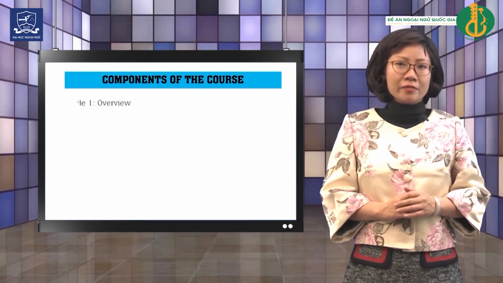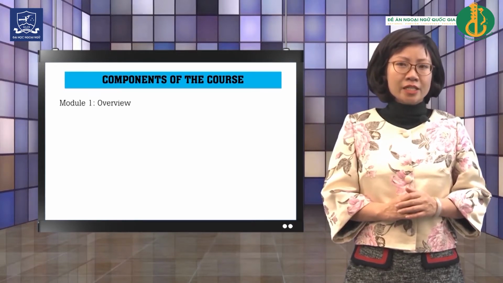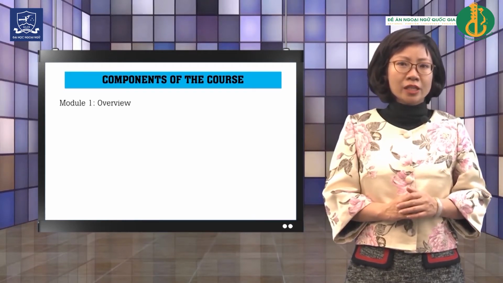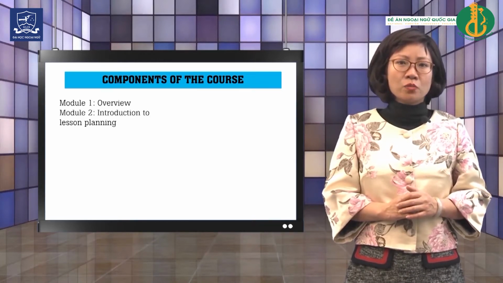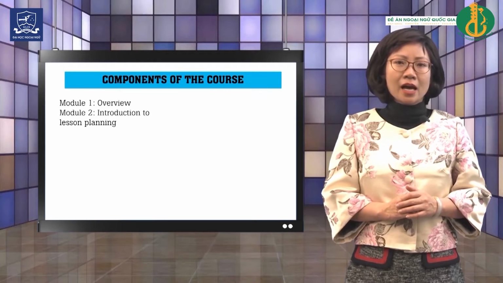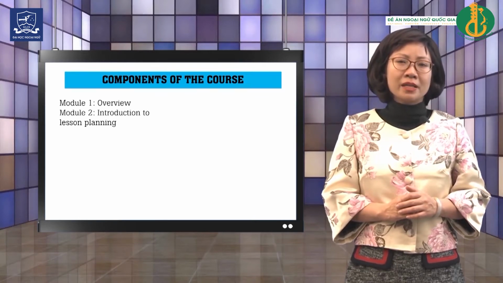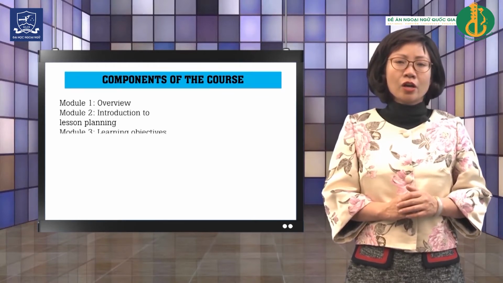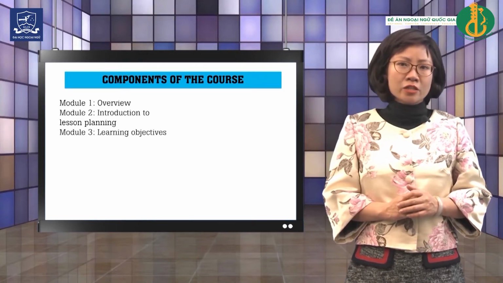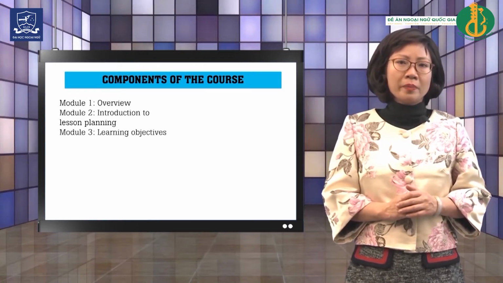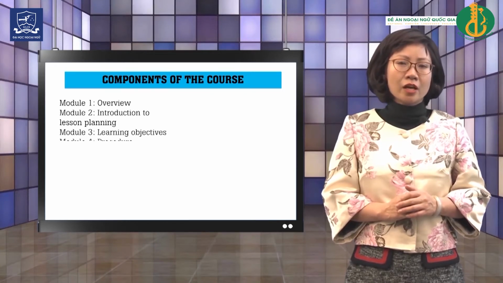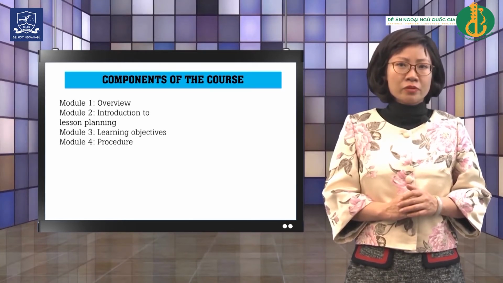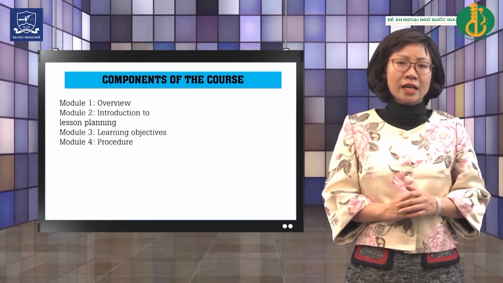Module 1 gives an overview of the course in terms of what to learn and how to learn. Module 2 specifies the reasons why to plan a lesson and presents the components of a lesson plan. Module 3 focuses on learning objectives, one of the most important components of a lesson plan. Module 4 looks at procedure of teachers' and students' activities.